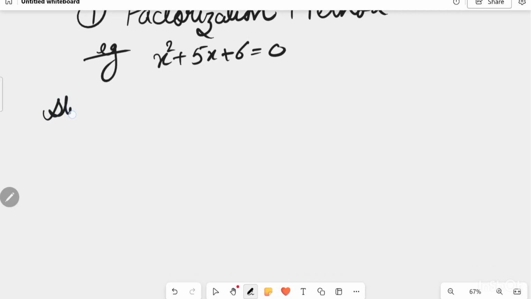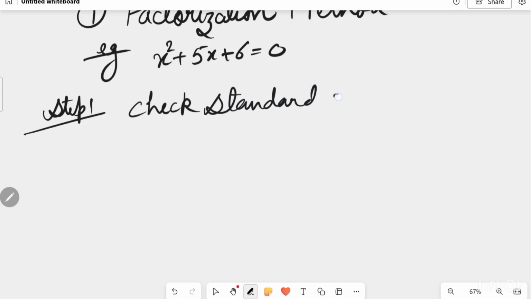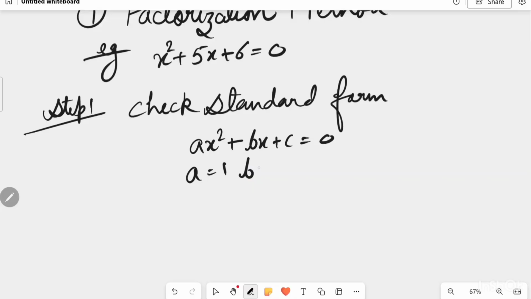So first is step 1. In step 1, we will check whether it is in standard form or not, meaning whether it is a quadratic equation or the given equation is linear or something else. So ax square plus bx plus c equals to 0 is the standard form. Now we will compare. Yes, a is equal to 1, b equals 5 and c equals 6.